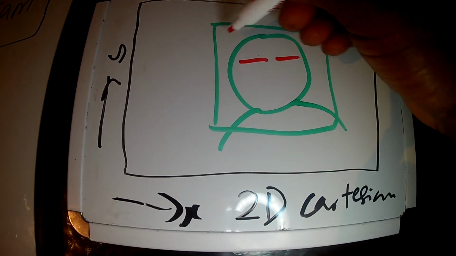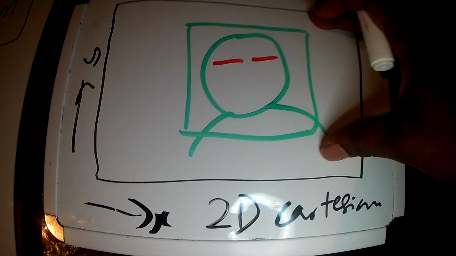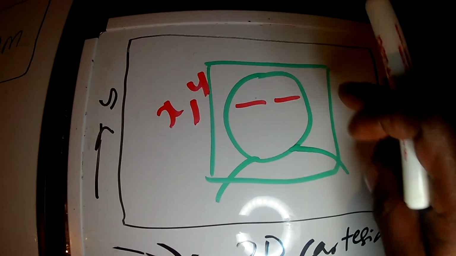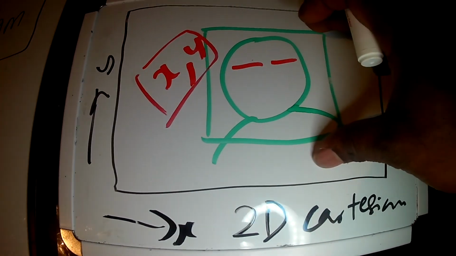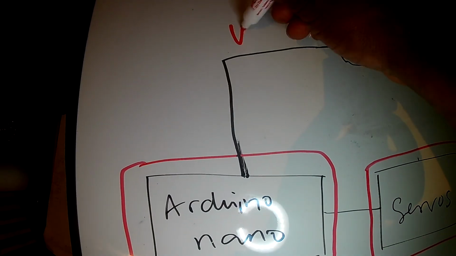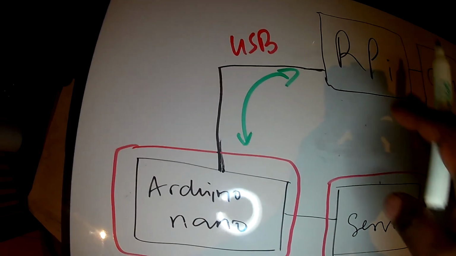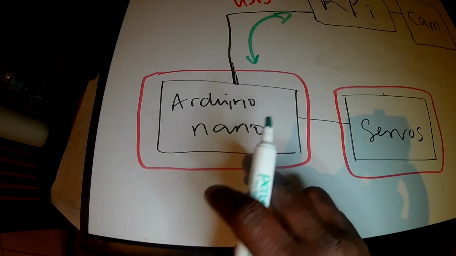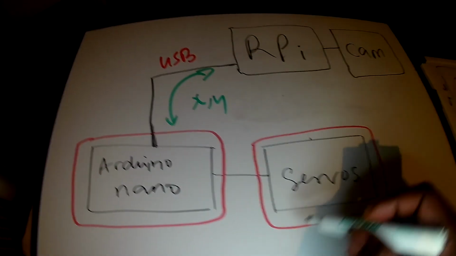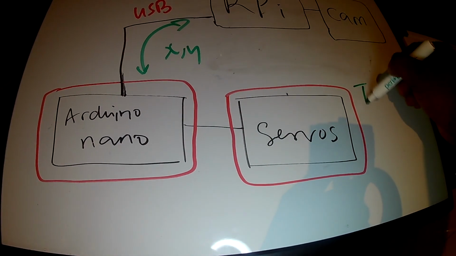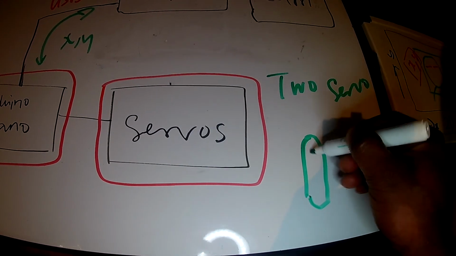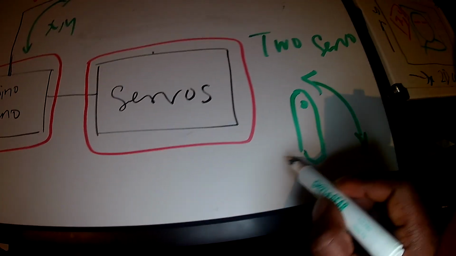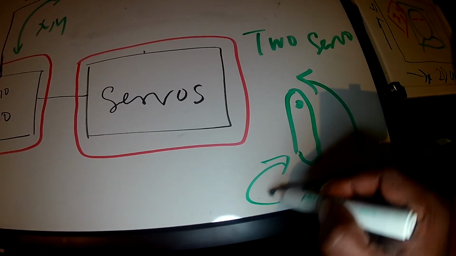The position where the face is detected, the XY position, is usually the same. What I intend to do with the servo motors is take this XY coordinate position where the face is detected, and it will be sent from the Raspberry Pi to the Arduino via USB. When this is sent, the Arduino will get this and interpret the XY coordinates to determine the direction. We're going to be using two servo motors: one will be used for translational motion, and another servo motor will be used for rotational movement.